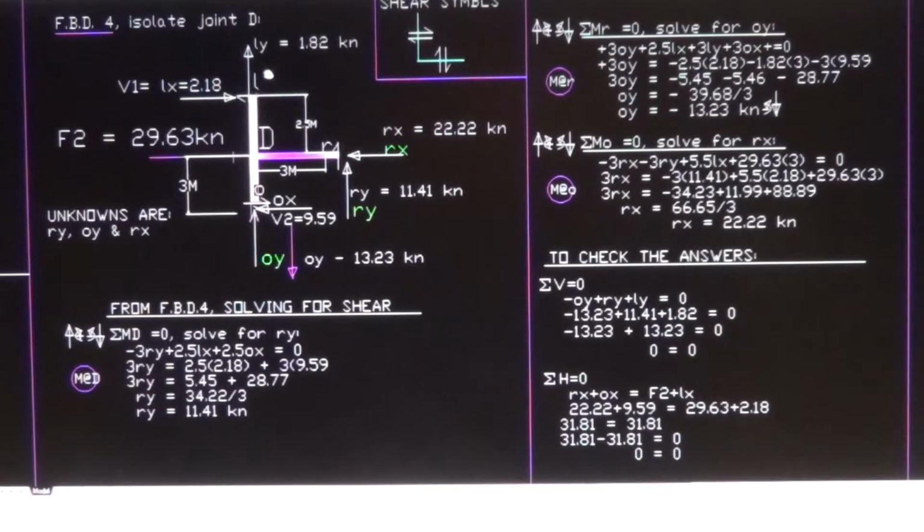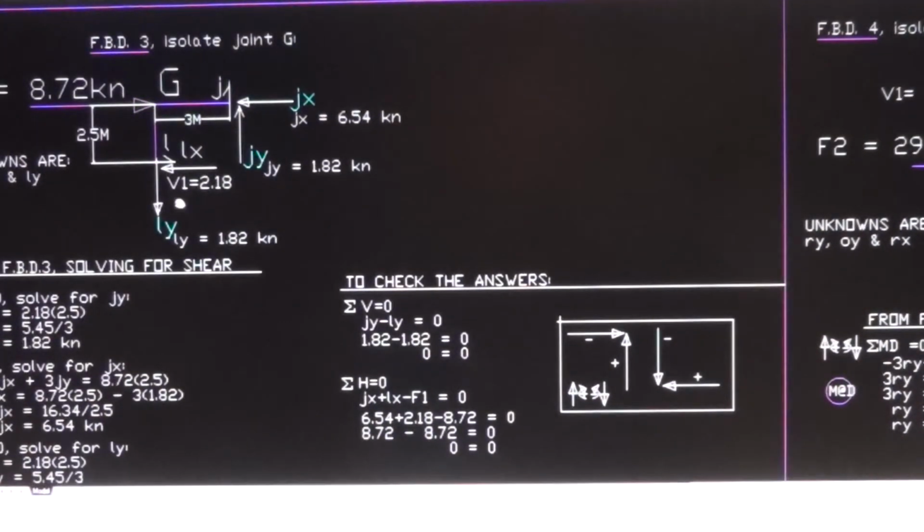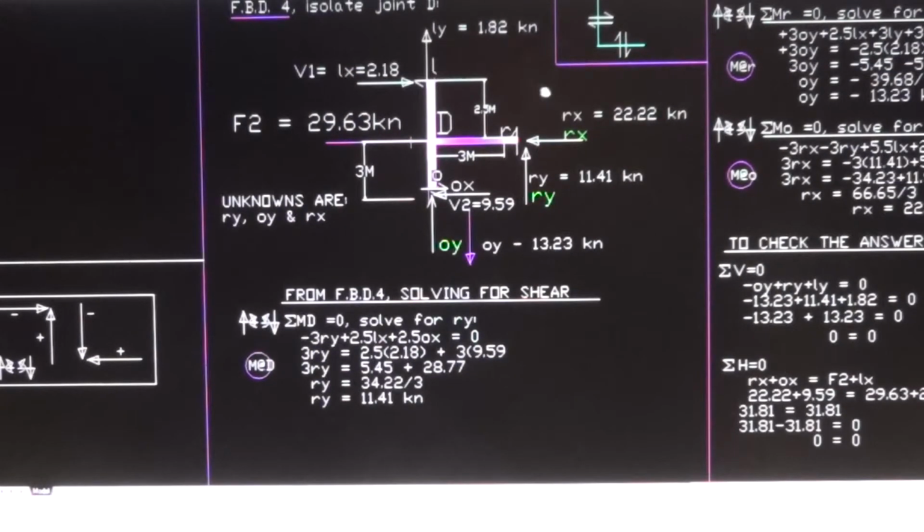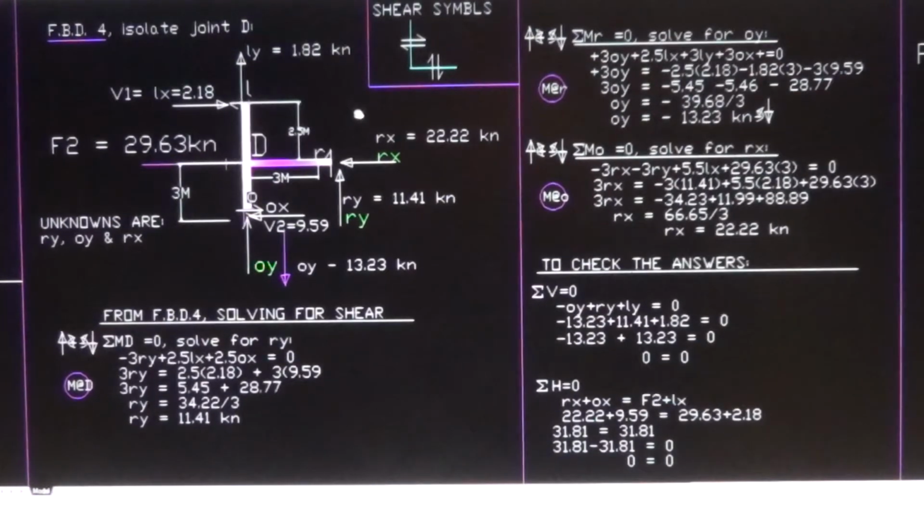For the next joint, free body diagram number 4, we have to isolate the next joint, which is D. This half of the column has the Ly coming down. In the transfer of load, the roles of shear, there are two opposing forces under shear conditions. Since the Ly is going down, you transfer that load to the next half of the column, and it becomes going up. Reverse the sign on the column there.